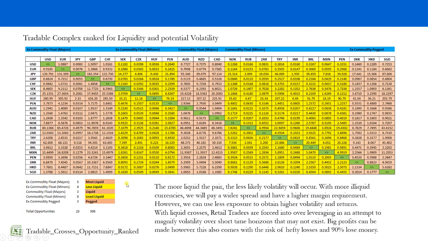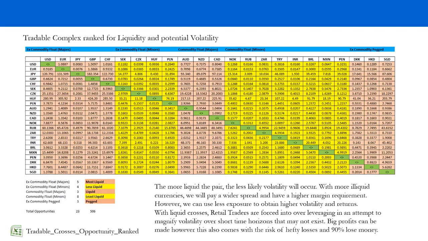So we've also applied some qualitative analysis here, in that we're looking at potential volatility. And generally speaking, what you're going to find is that the more liquid the currency pair, the less likely volatility will occur. Because with more liquid currencies, there's more participants at any one price buying and selling. And this reduces volatility overall.